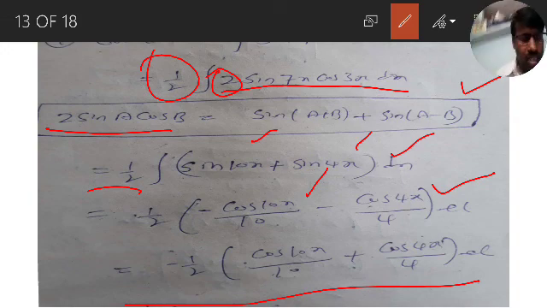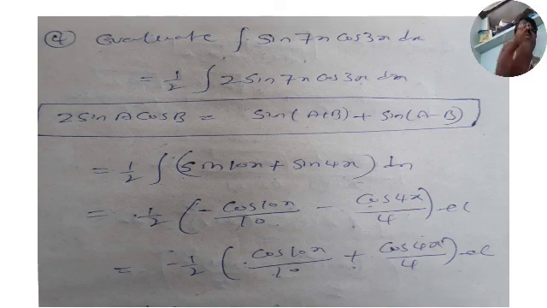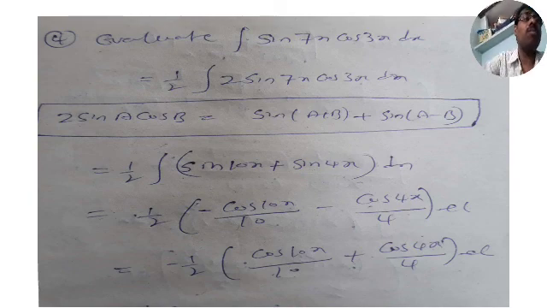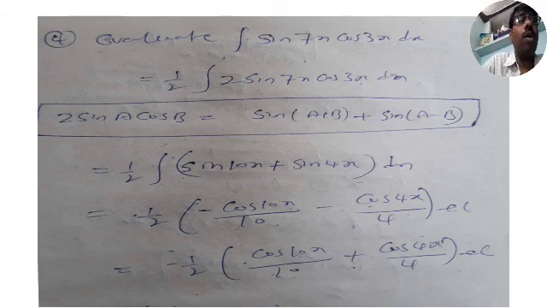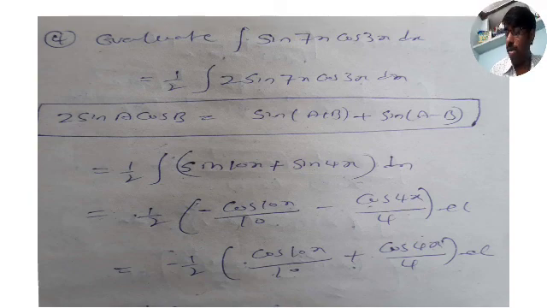Are you getting? These are problems that previously came for 3 marks. Important. Why so? Because we are using trigonometric formulas: products can be written in terms of sums. Integration of sine 7x into cos 3x is sine a into cos b, but the formula is 2 sine a cos b. So multiply and divide by 2. We got 2 sine 7x cos 3x, in the form of 2 sine a cos b, which is sine a plus b plus sine a minus b. Just apply, you get the answer. Previously came for 3 marks. Can you do a similar problem?